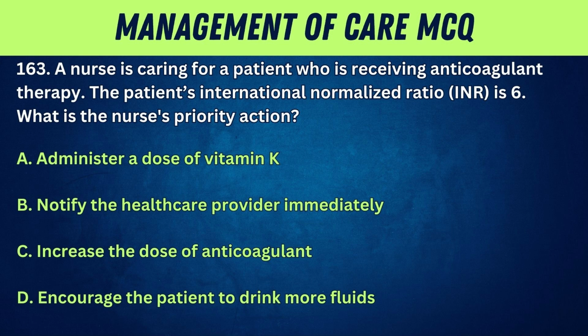163. A nurse is caring for a patient who is receiving anticoagulant therapy. The patient's international normalized ratio, INR, is 6. What is the nurse's priority action? A. Administer a dose of vitamin K. B. Notify the healthcare provider immediately. C. Increase the dose of anticoagulant. D. Encourage the patient to drink more fluids.